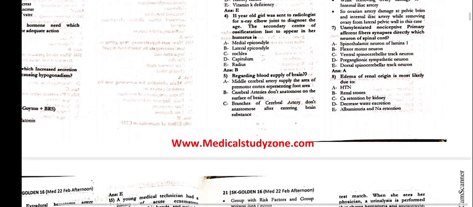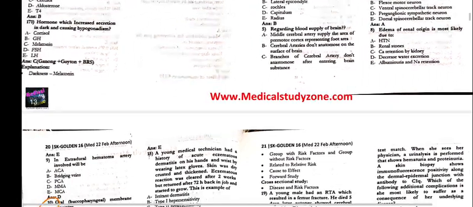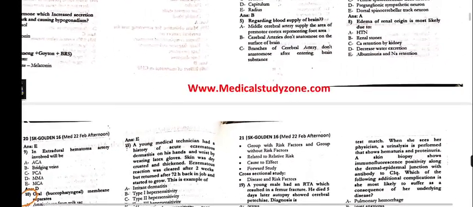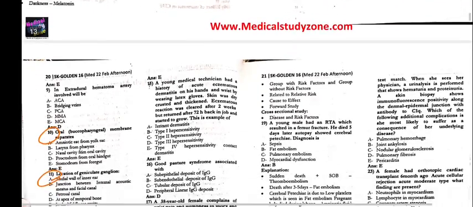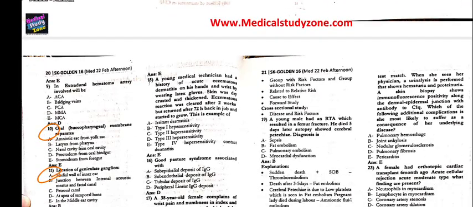Question number 7, unmyelinated nociceptors, primary afferent fibers synapse directly on which neuron of the spinal cord? That is alpha, spinothalamic neuron of lamina 1. Edema of renal origin is most likely due to albuminuria and sodium retention. Question number 9, in an extradural hematoma, the artery involved will be delta, that is the middle meningeal artery.